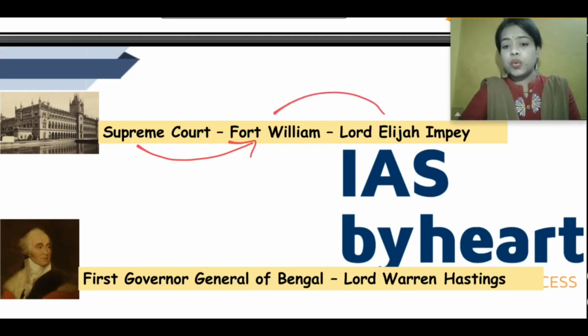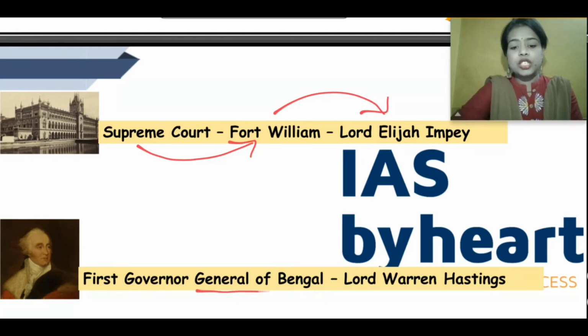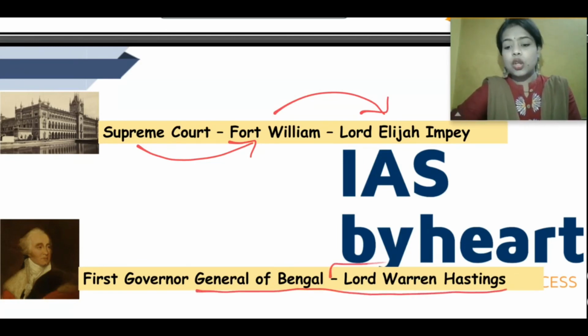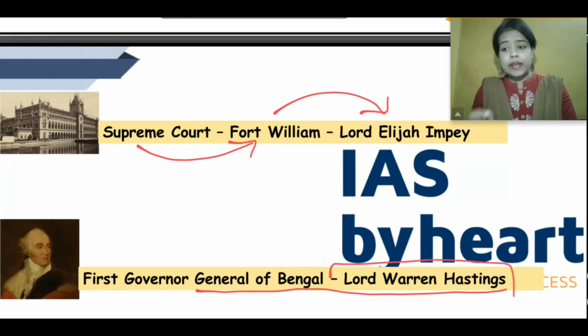And the first person who was there as a judge was Lord Elijah Impey. That name is important. And then the first Governor General of Bengal, we all know, is Lord Warren Hastings. Okay, these are the 7 points which are crucial and you should remember them.